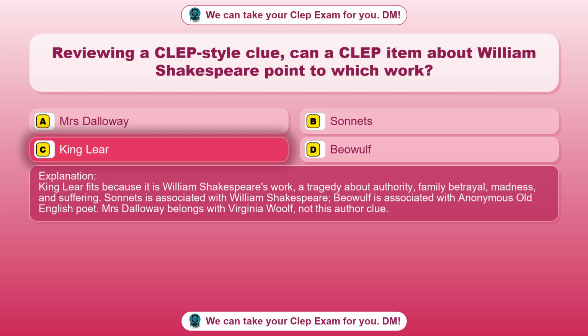King Lear fits because it is William Shakespeare's work, a tragedy about authority, family betrayal, madness, and suffering. Sonnets is associated with William Shakespeare. Beowulf is associated with an anonymous Old English poet. Mrs. Dalloway belongs with Virginia Woolf, not this author clue.